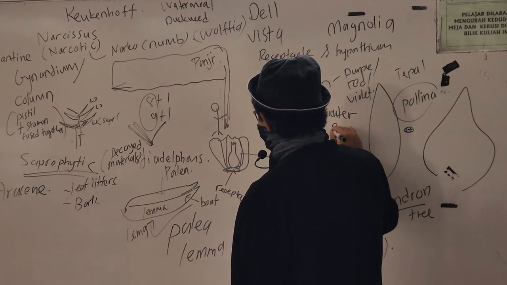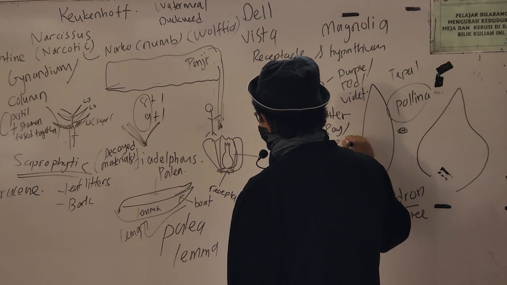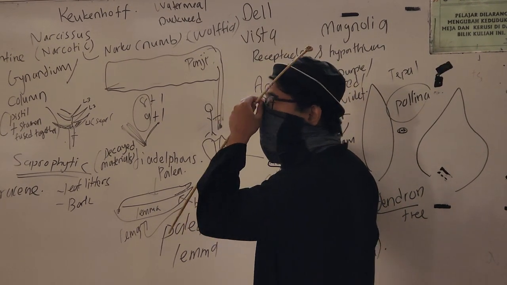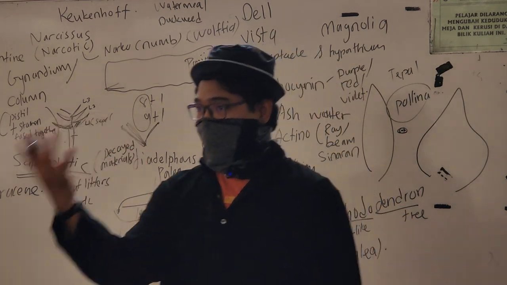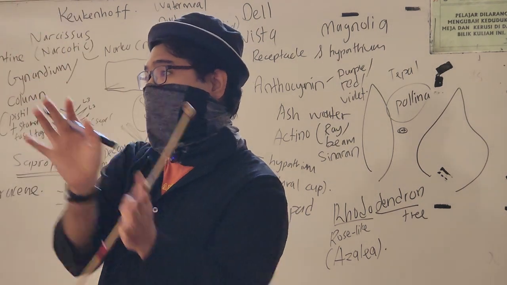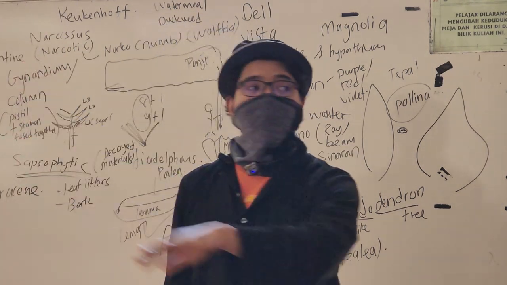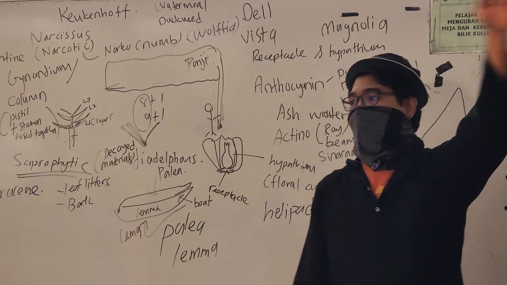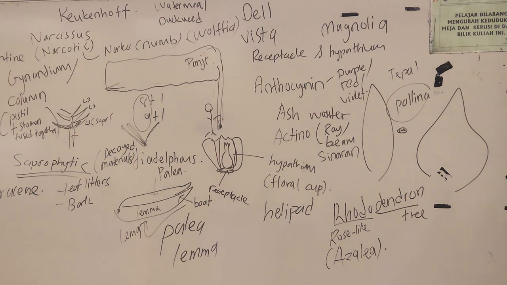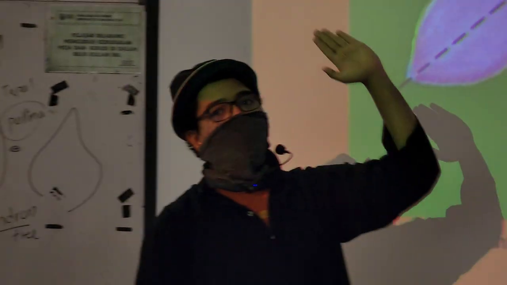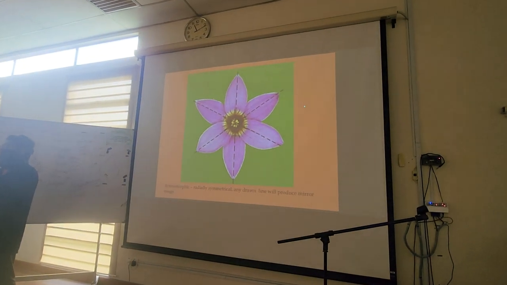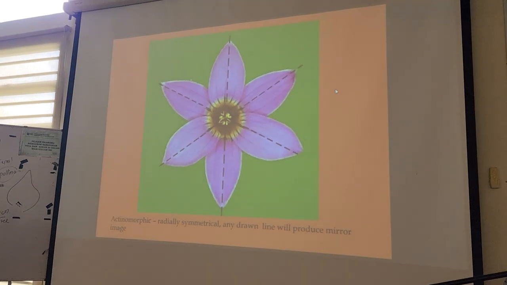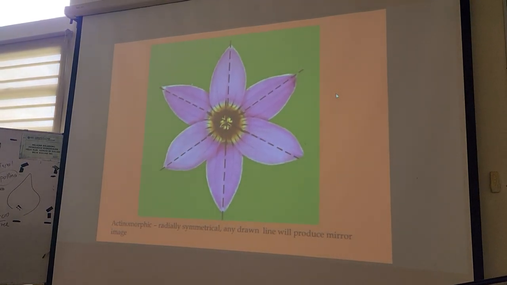Actino means ray or beam. Sinaran. Like a star, far, far away, radiating its beam, right? In Latin we call it actinal. It's radiating from a common point in the middle, going in all directions. Whatever direction you go, you can still divide it equally in half. Vertically, horizontally, all good. Diagonally.